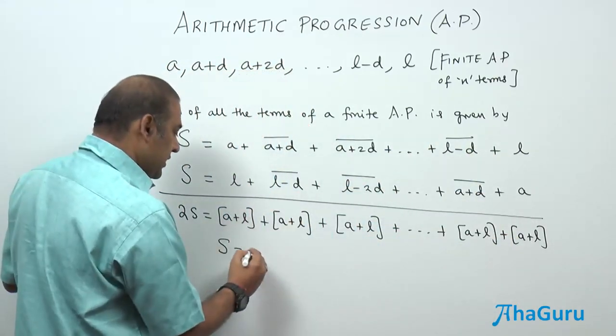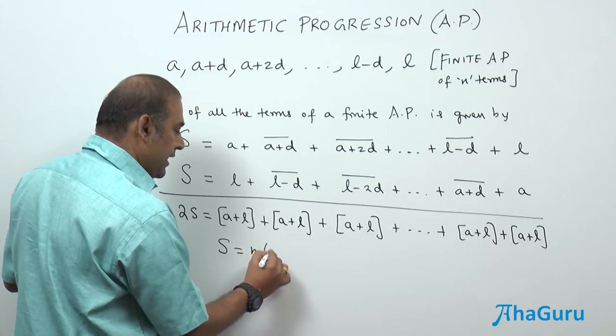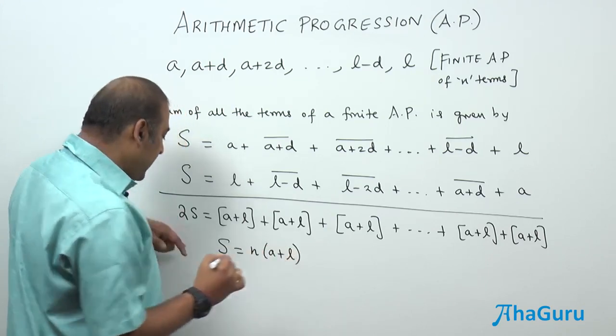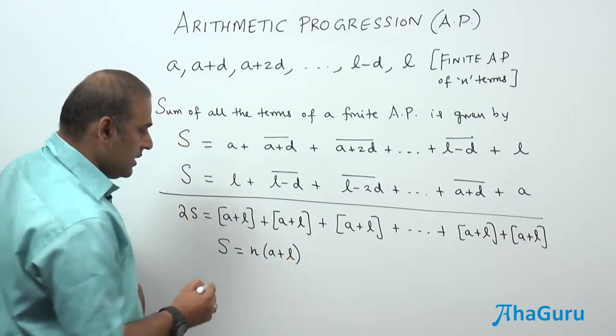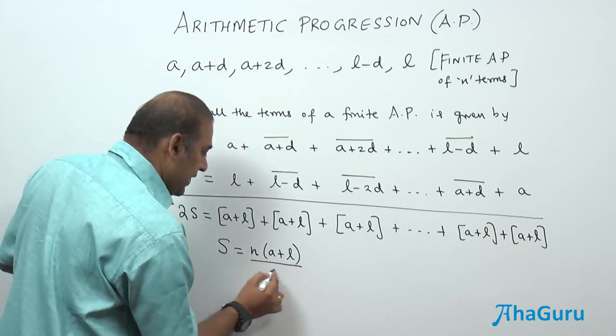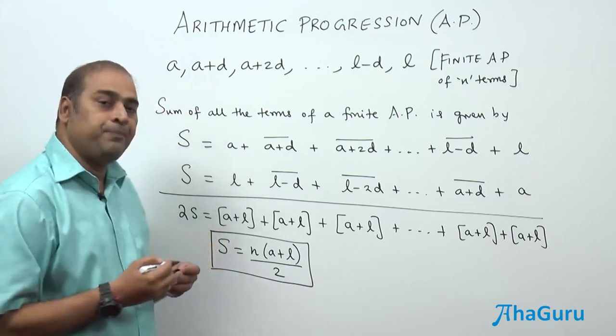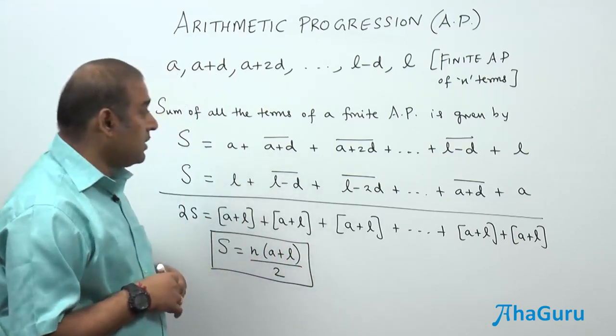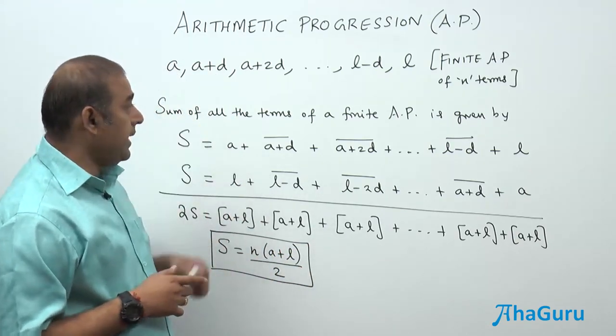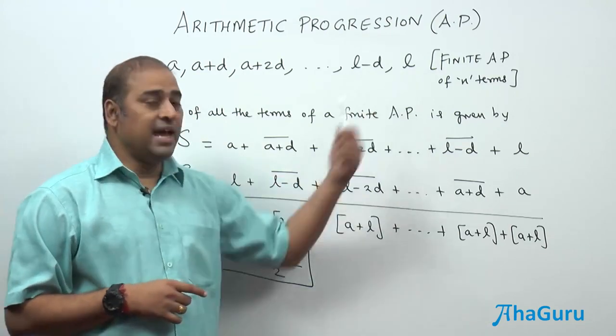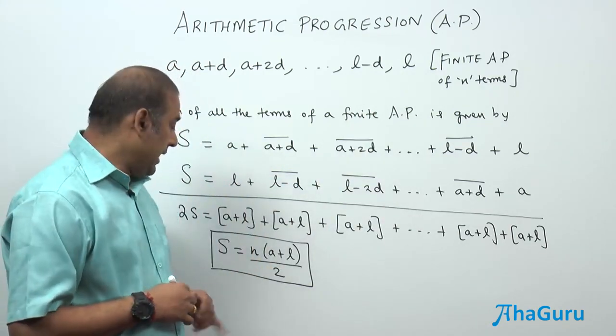Therefore, repeated addition is multiplication, n into A plus L, but this is 2S, and we want S. Therefore, this is nothing but n into A plus L by 2, and that is the sum of all the terms of a finite AP whose first term is A, common difference is D, and last term is L.